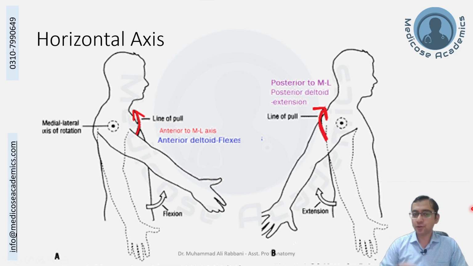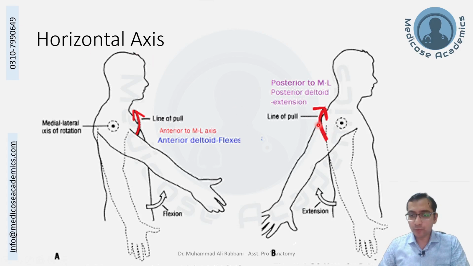For example, let's talk about the horizontal axis. The horizontal axis was providing the space for flexion and extension. Any muscle that is running in front of the axis and pulling upwards will lead to flexion. The same will be true for the elbow. The same will be true for the wrist. Any muscle, like the anterior compartment muscle running in front of the elbow on the way to the forearm, will provide flexion of the elbow.